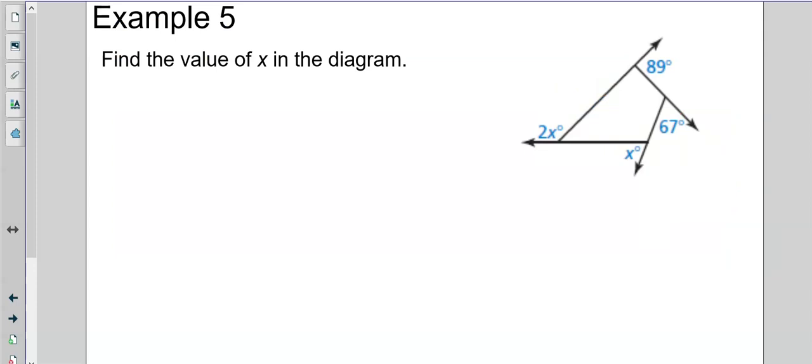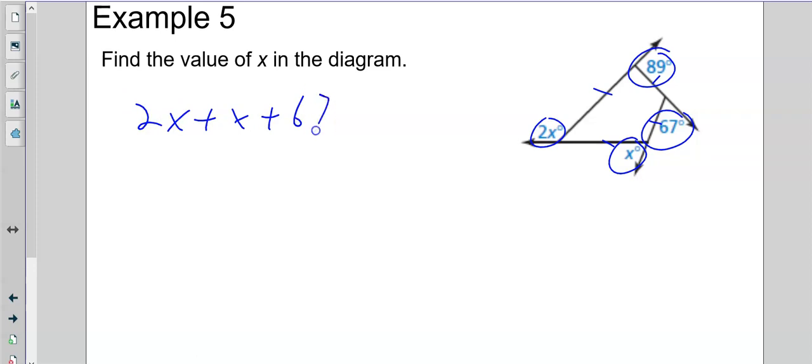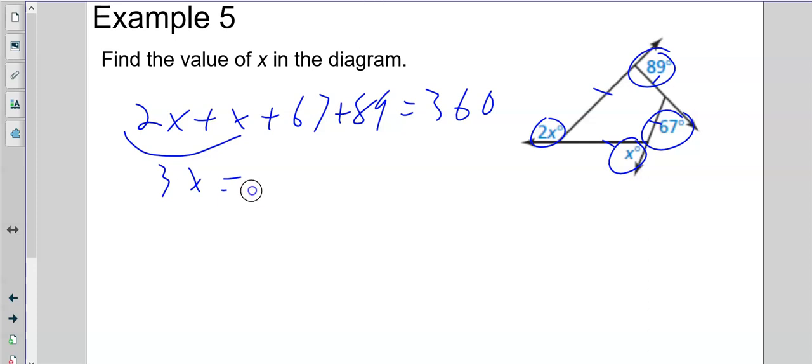So, we have 4 sides. We have 4 exterior angles. These angles add up to 360. So we're just going to do an algebra problem. 2x plus x plus 67 plus 89 adds up to 360 degrees. I'm going to combine my like terms: 3x.